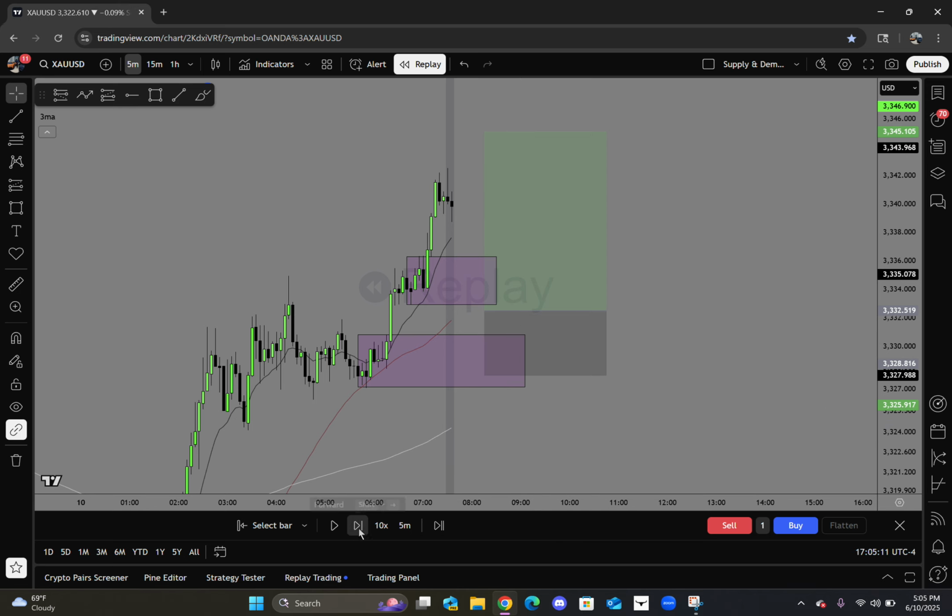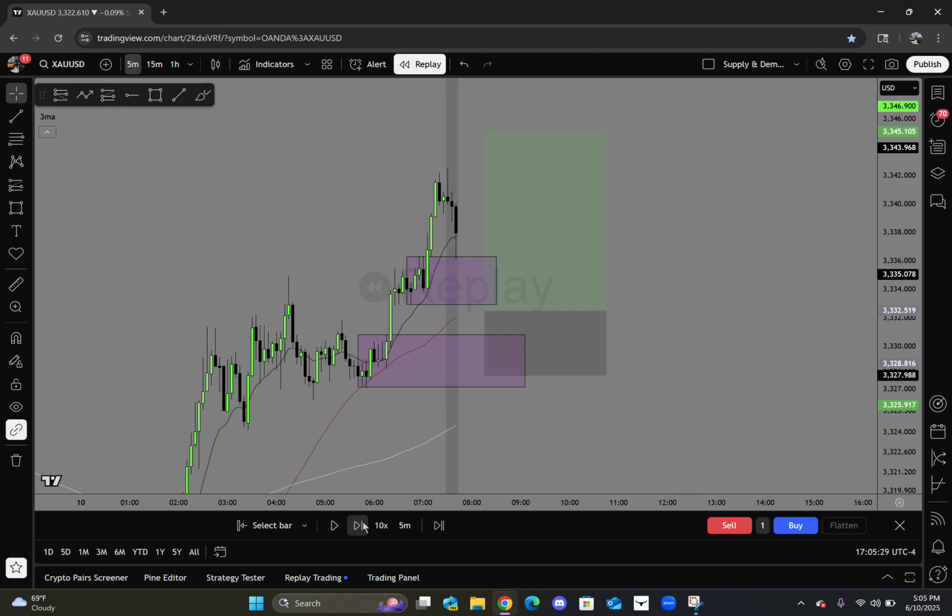After that, I drew my zones and I was already set up. I was just waiting to see what price was gonna do, and see whether it's gonna break our zone or just reject and give us an entry candle. That's what I just waited for.